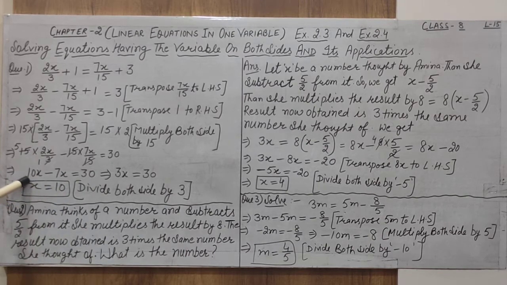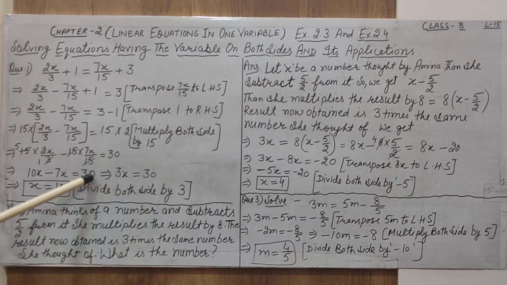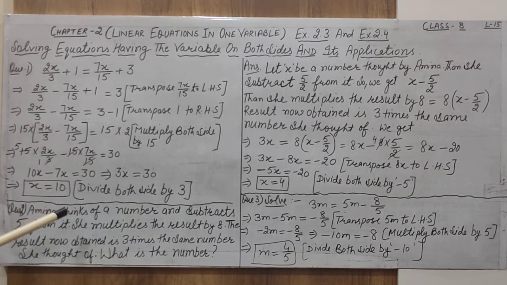Now 10x minus 7x, you have to subtract like whole numbers. 10 minus 7 is 3, na? So 10x minus 7x is equal to 3x is equal to 30. Right hand side is 30, na? This is the symbol for 'it implies', that is the next equation.